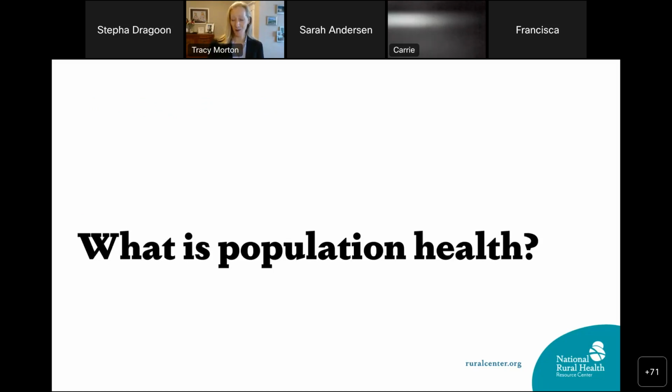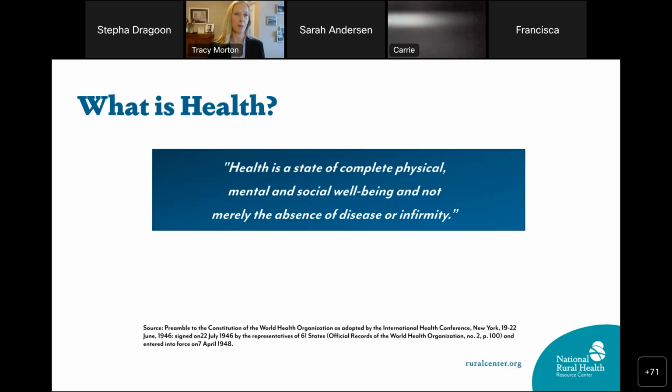I am going to provide some definitions because I think it's grounding so that we're all in the same place. I really like this definition of health from the World Health Organization, or WHO. It says that health is a state of complete physical, mental, and social well-being, and not merely the absence of disease or infirmity. I think two things are pretty profound about that definition. One is that it was developed in 1946. So I think that's pretty profound.